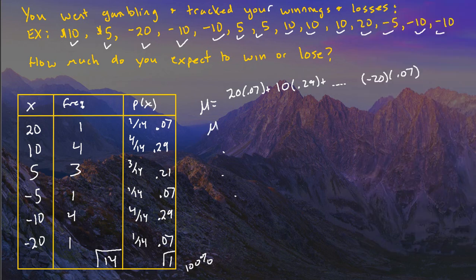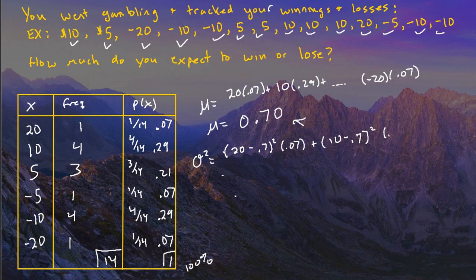All right, 0.07s are mean. So what do I expect? I expect over the long run to win 70 cents. Kind of not really worth my time. All right, so the variance is going to be 20 minus 0.7 squared times 0.07 plus 10 minus 0.7 squared times 0.29 plus, I mean, keep on going all the way down till we get -20.